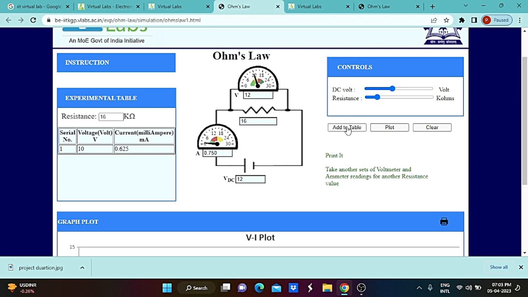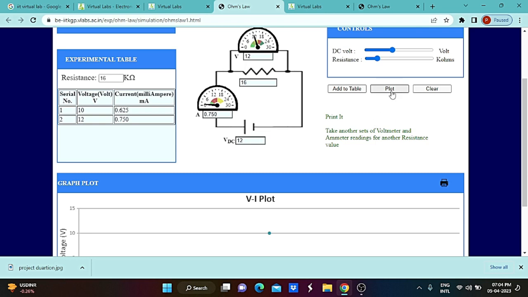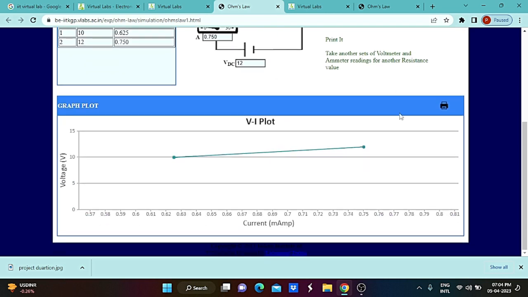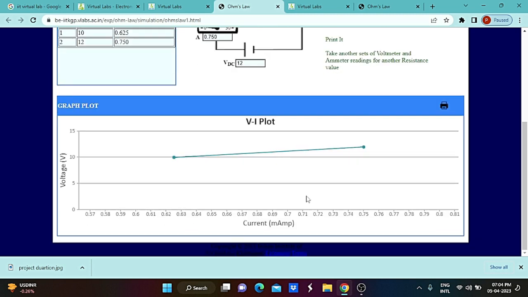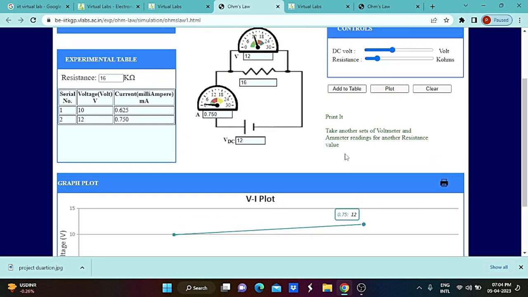And again I just click add to table. Here the voltage value is mentioned as 12. The corresponding current is 0.750. And again you press the plot button. You can see the relation between voltage and current in the graph. That is, whenever the voltage is increased, current also increases. So the linear curve appears here.